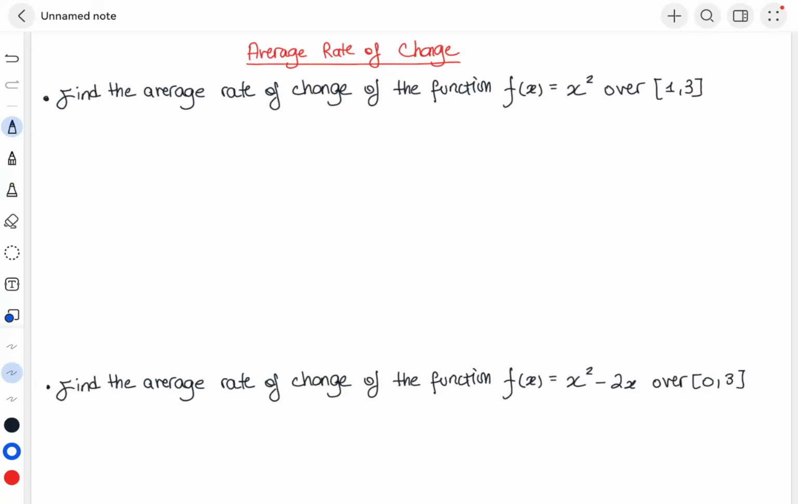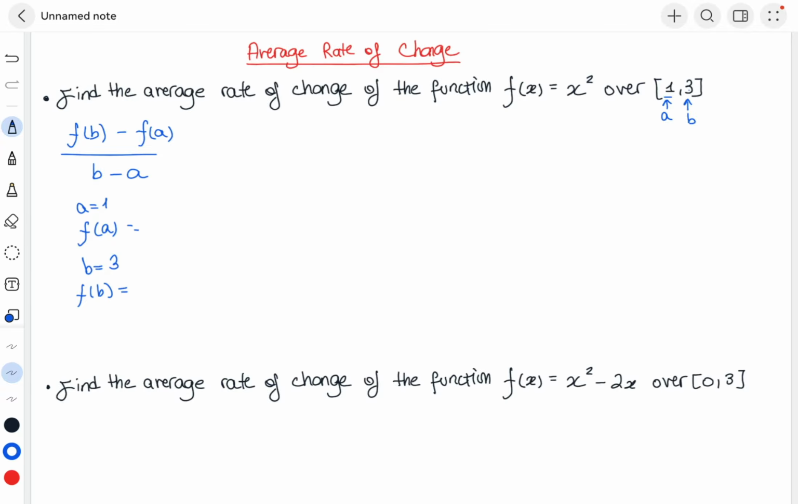Today we will be talking about finding the average rate of change. So you will be given a function f of x over an interval from a to b. To find the average rate of change, we use an equation which says f of b minus f of a over b minus a. As we said, b in our example is 3 and a is 1. Now what does f of a and f of b mean?